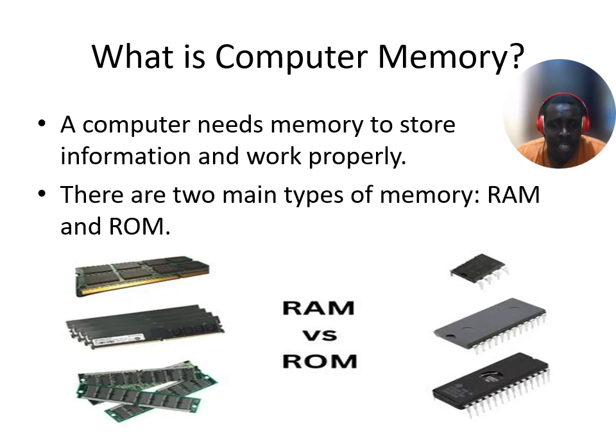You can see some pictures of the RAM and ROM. To my left side, you can see the RAM, and to my right side, you can see the ROM. They are just abbreviations for wider words, so we'll break them down and see what each of them does. Remember, the computer has two main types of memory, the RAM and the ROM. Let's take them one by one and look at them carefully. First, we'll look at the RAM.